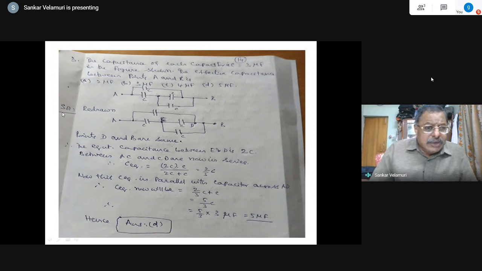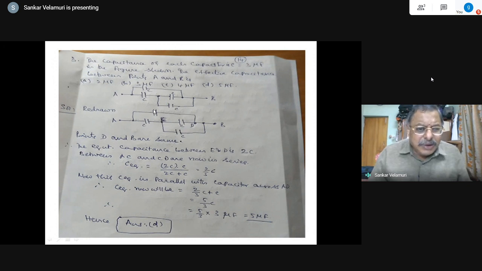The circuit is redrawn here. So with A, B, I have identified some more terminals, the junctions C and D. It appears that the junctions A, C and D are in delta connection, and then we need to solve this. But luckily, if you observe closely, you can see that between C and D, these two capacitors are in parallel.